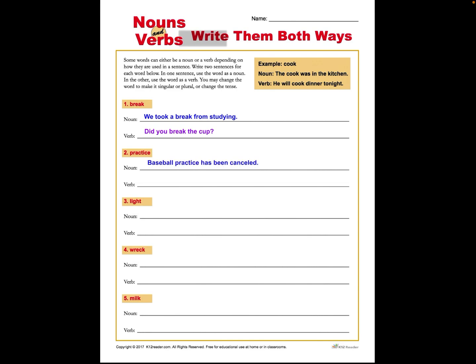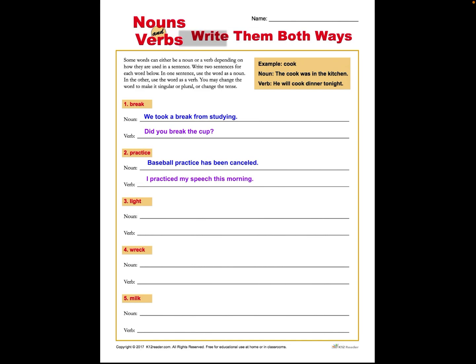All right, boys and girls, I used practice as baseball practice. Baseball practice has been canceled. Practice is the thing, all right? It's the event, so it is a noun. However, I practiced my speech this morning. Practiced means I did something, so therefore it's a verb. It's an action. And again, I started my sentences with capital letters and ended with a period.